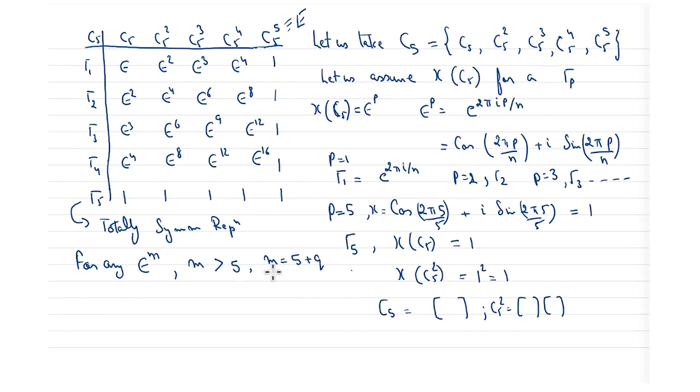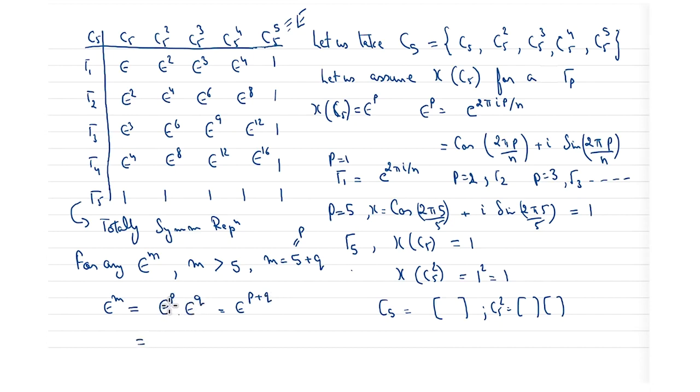Because let's say m is 6, m can be written as 5 plus 1. If m is 7, m can be written as 5 plus 2, and so on and so forth. So that would mean that epsilon to the power m can be expressed as epsilon to the power p and epsilon to the power q, or in other words, epsilon to the power p plus q, where p is 5. Epsilon m can be written as epsilon p plus q, and then that can be written as epsilon p into epsilon q.